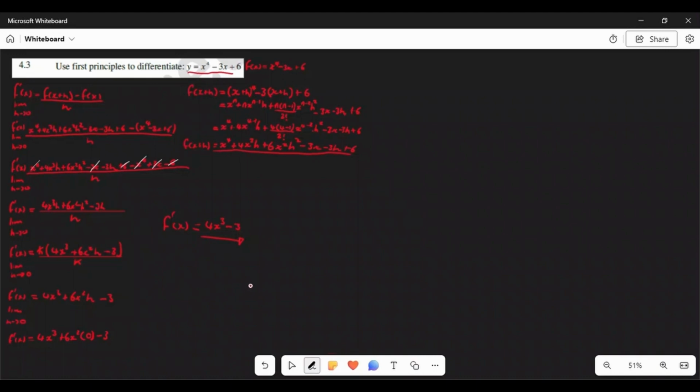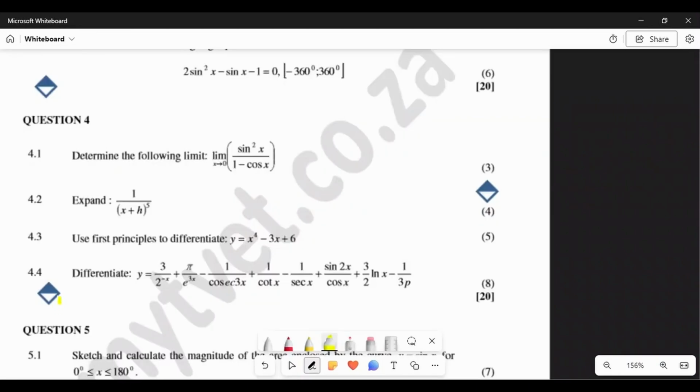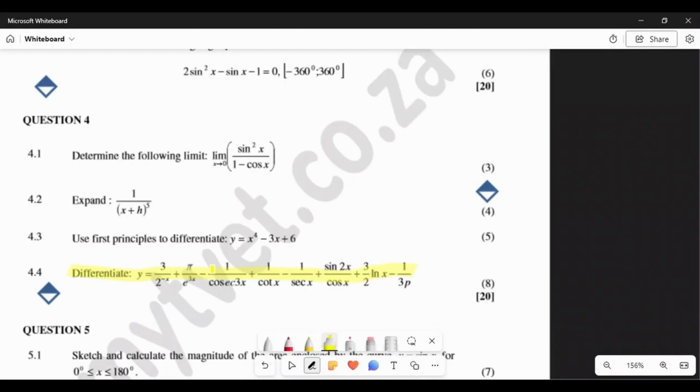So we are done with 4.3. How about we do 4.4? All right, guys, so on this question 4, here is our 4.4. So 4.4, they want us, guys, to differentiate the following problem here. As you can see, this is one of the longest differentiations that we're going to do in this video.